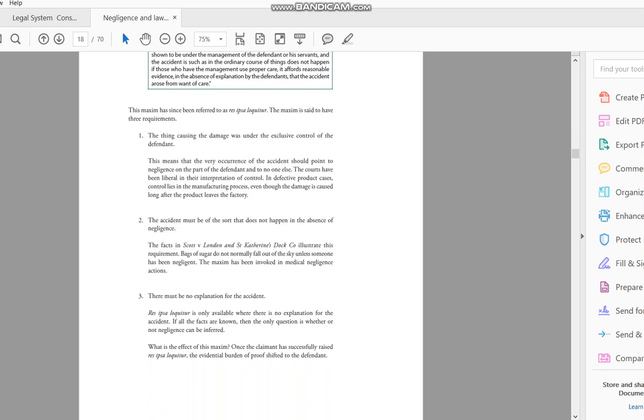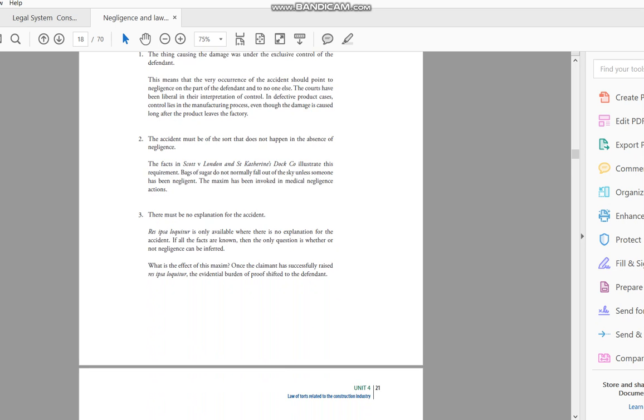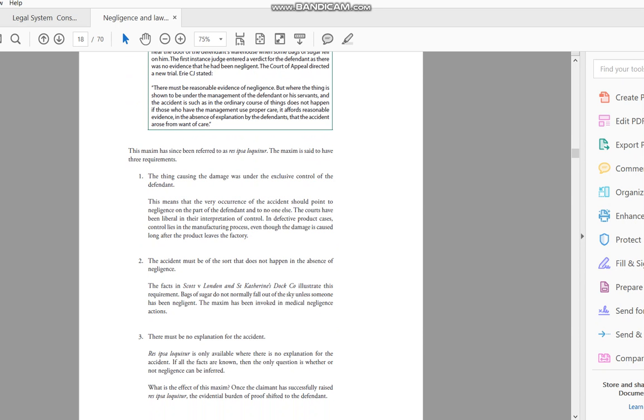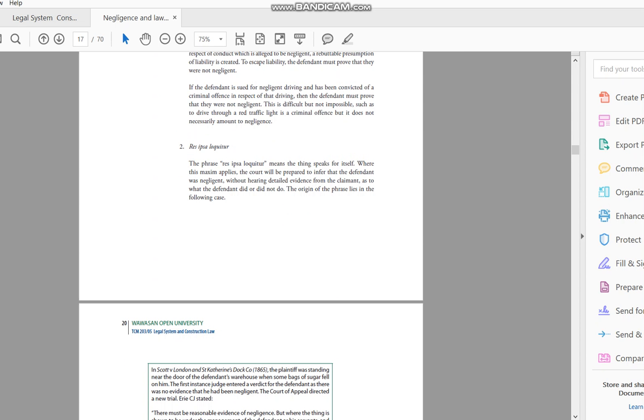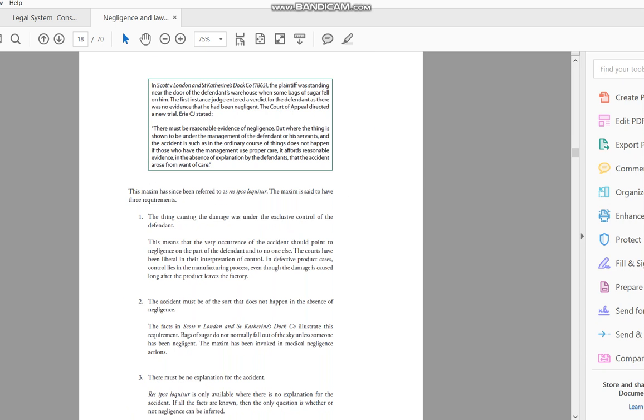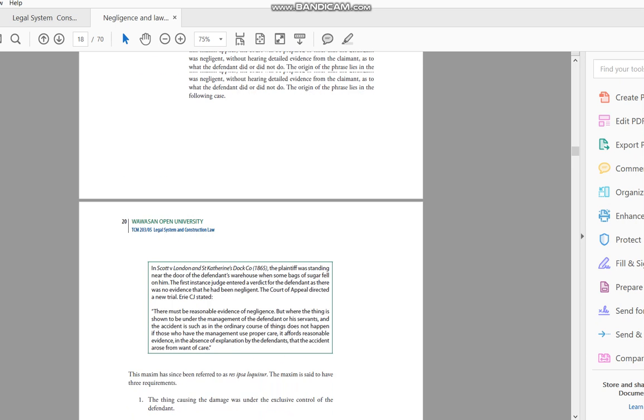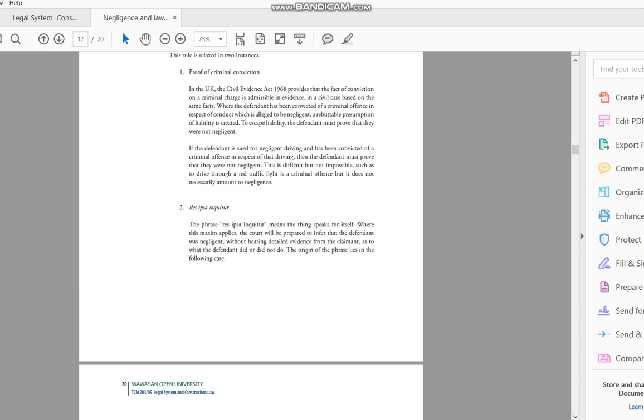Now, it's only available when there's no explanation needed. So these are the three obvious pieces of evidence where the claimant, or plaintiff, does not have to go all the way. Because if you have all three, or one or two of these things here, then there's no need to go through that proving.